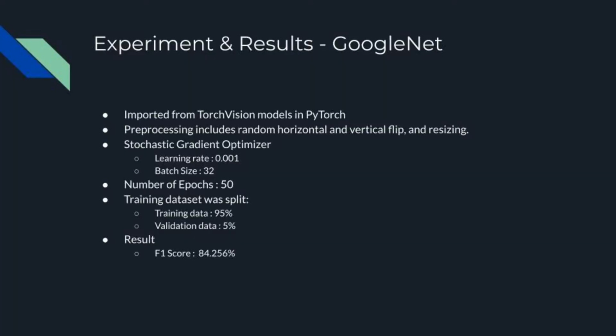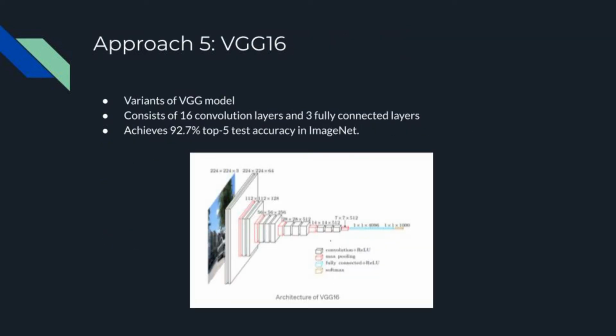So, for this project, our team used the model imported from TorchVision. There is some preprocessing such as random horizontal and vertical flip, as well as some resizing. The parameters used are shown in the slides. This model performs quite well and manages to achieve an F1 score of 84.256%.